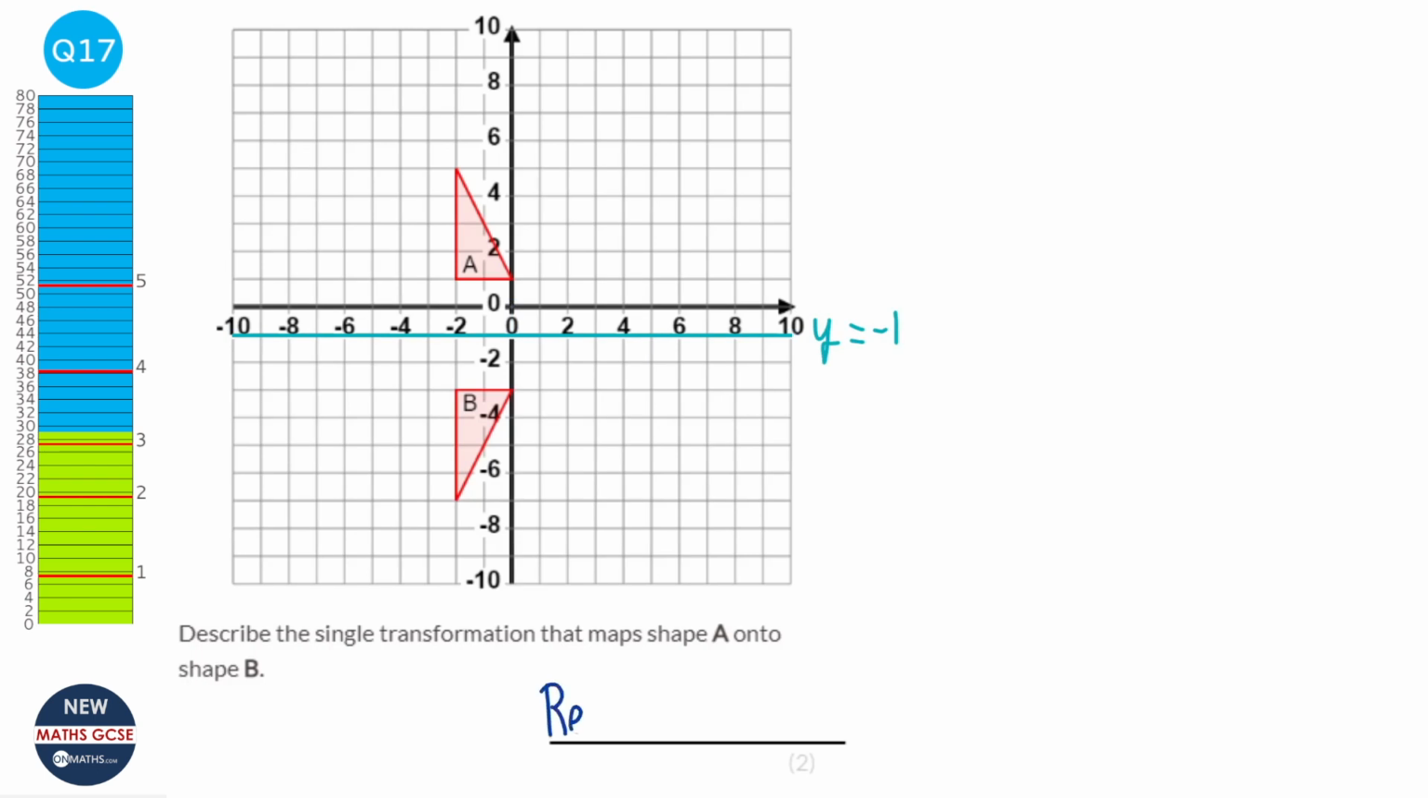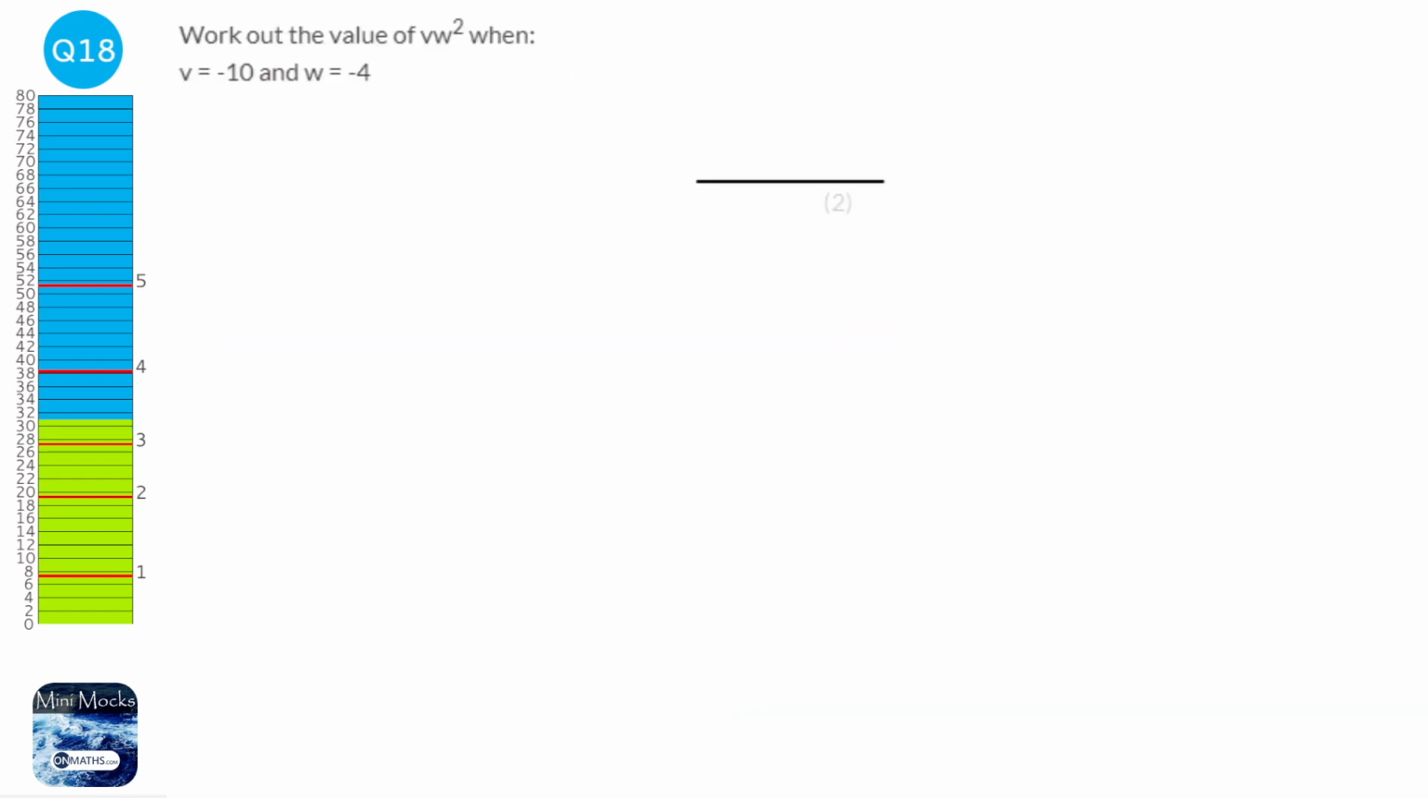So it's going to be a reflection across the line y equals -1.